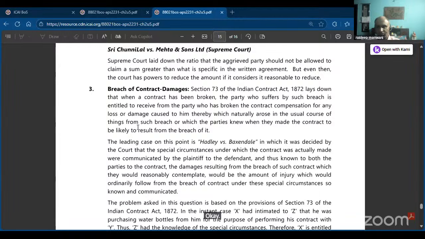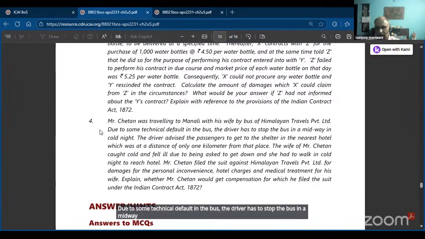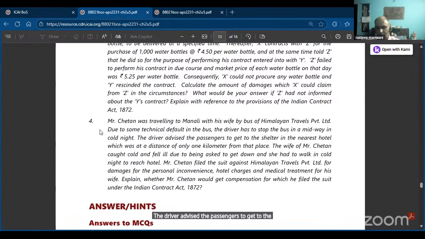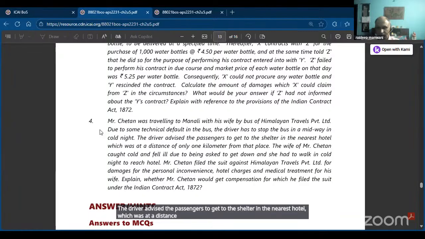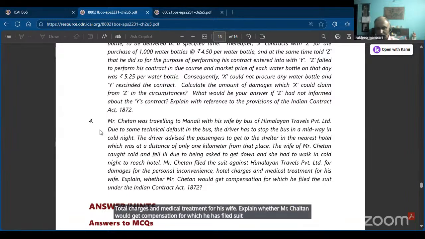Okay. Let's go to the next one. Yes, sir. Mr. Chetan was traveling to Manali with his wife by a bus of Himalayan Travels Private Limited. Due to some technical default in the bus, the driver had to stop the bus midway on a cold night. The driver advised the passengers to get to shelter in the nearest hotel, which was at a distance of 1 kilometer from that place. The wife of Mr. Chetan caught cold and fell ill due to being asked to get down, and she had to walk in the cold night to reach the hotel. Mr. Chetan filed a suit against Himalayan Travels Private Limited for damages for the personal inconvenience, hotel charges, and medical treatment for his wife. Explain whether Mr.